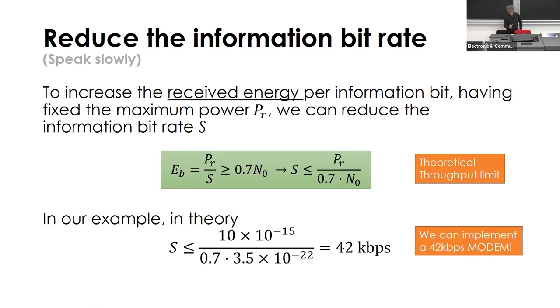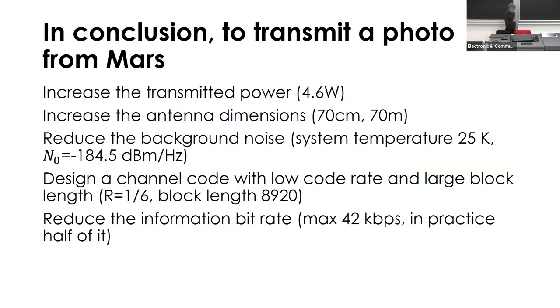This is a theoretical result, however. You know that you cannot achieve better than this. If you put the numbers that we just introduced in this equation, you get this maximum bound. With the geometry, that amount of power, that antenna, we can implement a 42 kilobit per second modem. That is reasonable. We are establishing a connection with Mars, so we can be happy. In practice, we are not so far from this theoretical limit, and we can build a modem of around 20 kilobit per second.